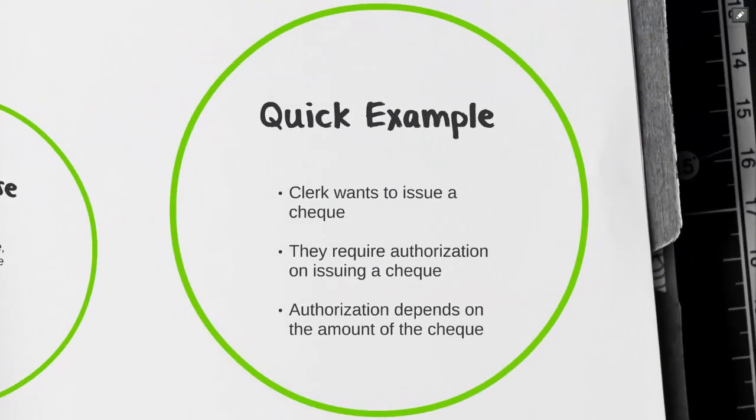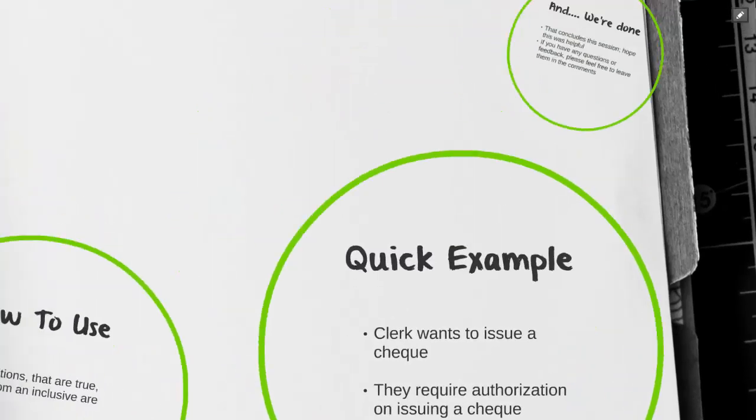To demonstrate how to use this shape in an example, we're going to take a look at where a clerk wants to issue a check. In specific, depending on the value of the check, they may require authorization from either a manager or supervisor. Let's see what this process looks like.